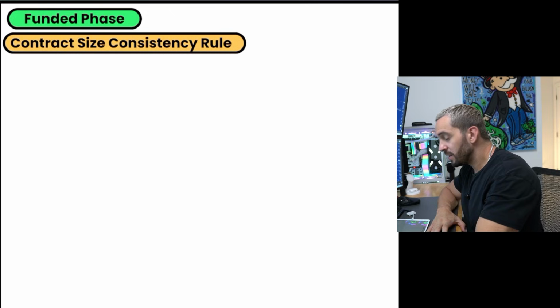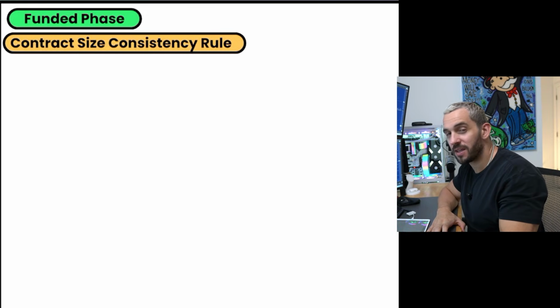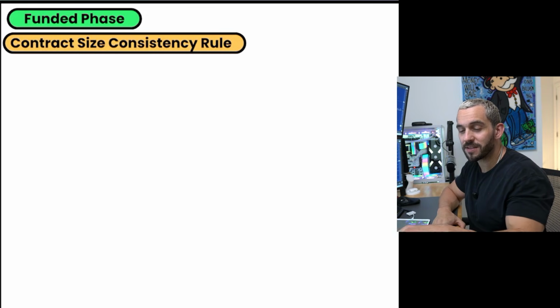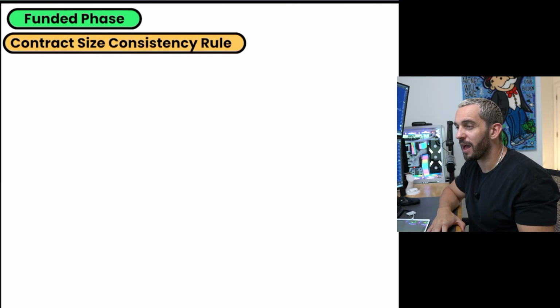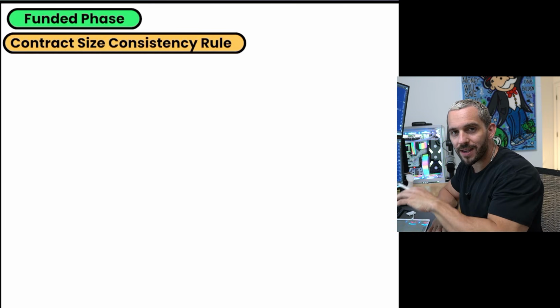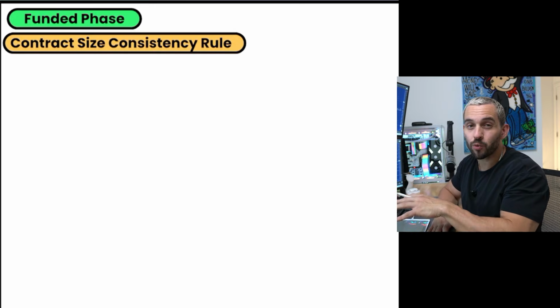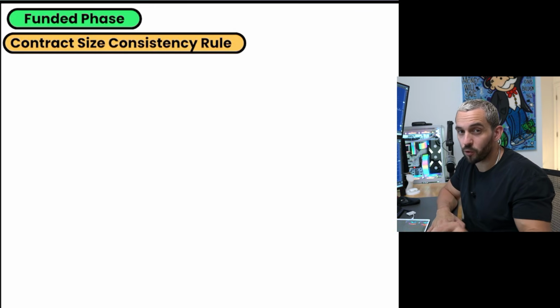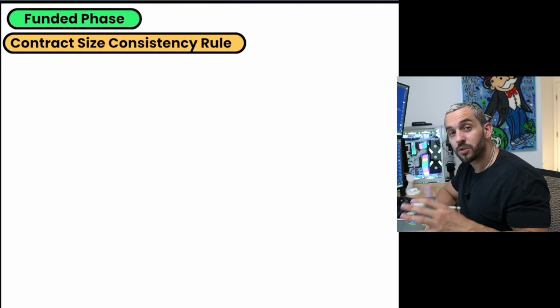so let's cover it. Now, this last rule in the funded phase is a little tricky, and I'm willing to bet this is one of the reasons why so many people fail. I found this rule by accident as I was reading through Apex. It's called the contract consistency rule. And basically, this rule forces you to be consistent with your risk management and your consistency. So here's how it works.